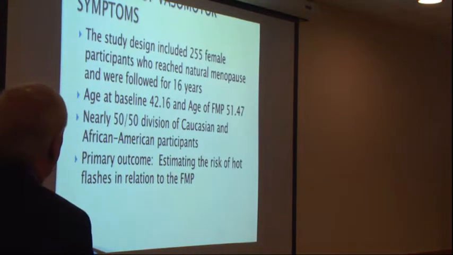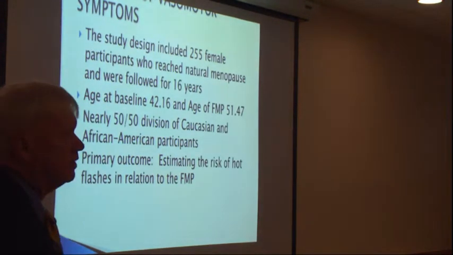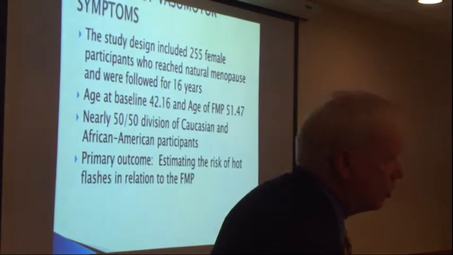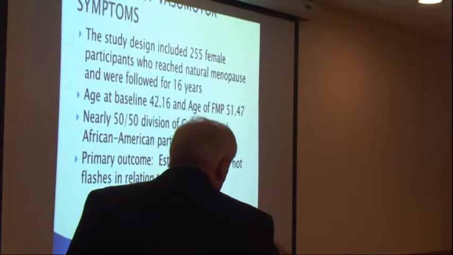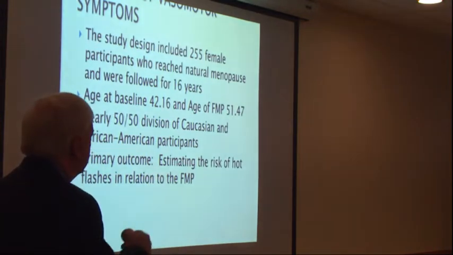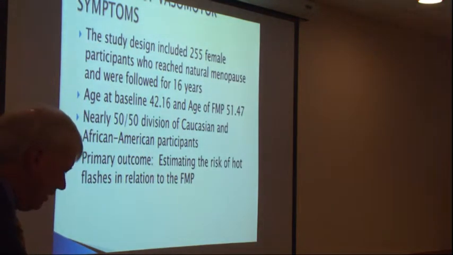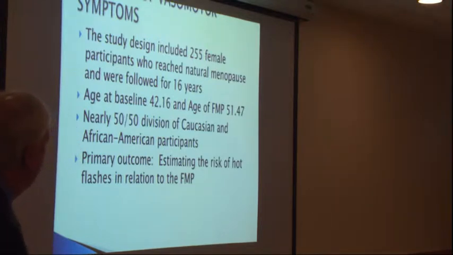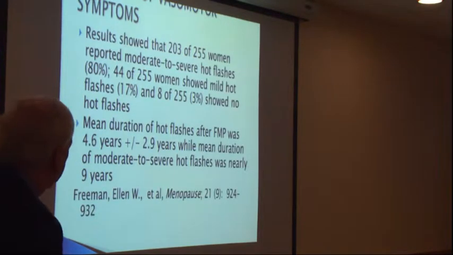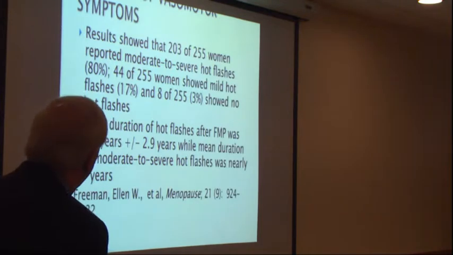Longitudinal study. Baseline was at 42, again attempting to capture those people that start into early menopause and start to have a perimenopausal time period before the definition of 5 years. I always try to tell the students it's longer than that period of time for most of my patients. Start to see changes as early as 38. They've got, again, a division of Caucasian and African American participants. The primary outcome was looking at the risk of hot flashes in relationship to that final menstrual period. Again, they followed patients for a considerable length of time.